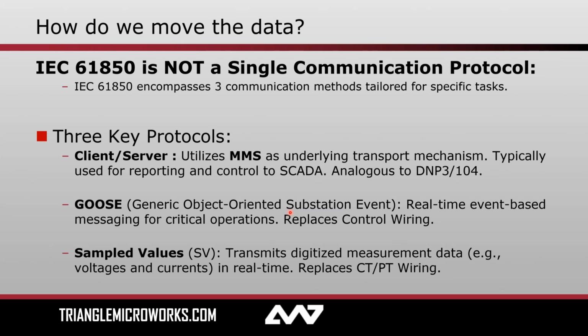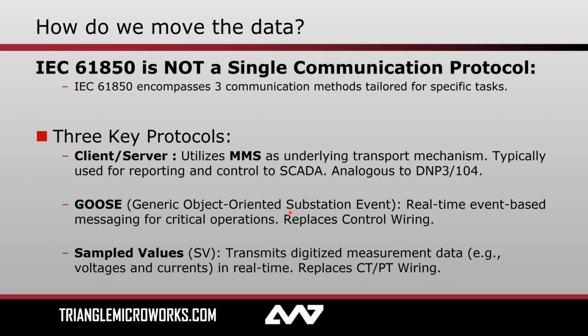Now, GOOSE and sample values are going to be horizontal communications, and I'll define that in a moment. But these are flowing back and forth between the different pieces of secondary equipment. GOOSE is, there's really not a comparison for it in our traditional world of non-digital substations, except for control wiring. So dedicated pieces of copper that carry one signal that's either high or low, you can now do that in GOOSE. But you're not just limited to binaries.